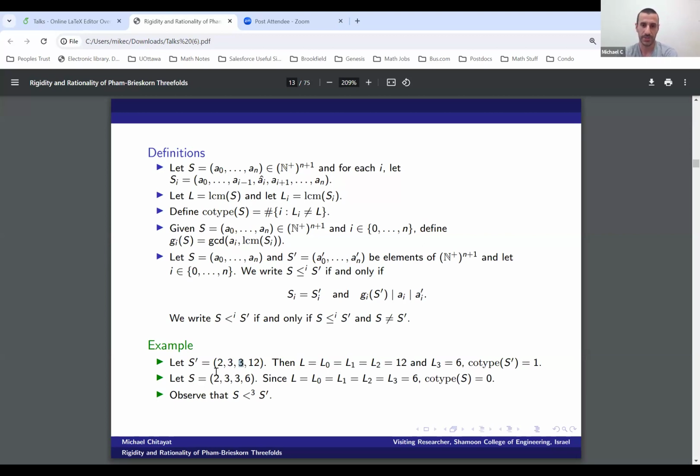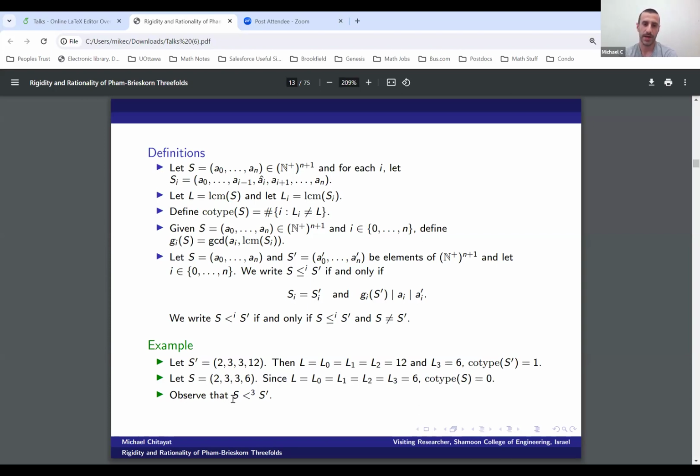If we remove the second entry, the LCM is 12. But if we remove the last entry, the LCM is 6. So there's one index where these LCMs are different. And so the cotype of this tuple is 1. If we let S be the tuple 2, 3, 3, 6, then the LCM of these 4 entries is 6. And no matter which entry you remove, the LCM is still 6. So the cotype is 0.